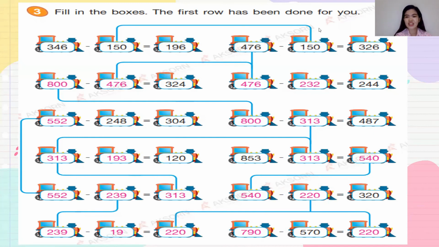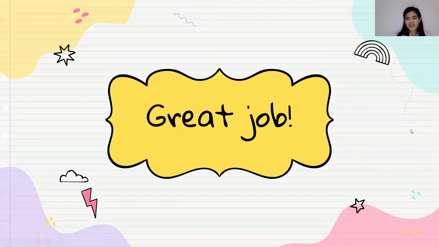Are you finished copying the answers? Yes. Did you understand? Do you understand? Can you do it? Yes, okay, very good. So that is how you find the unknown. That is how you solve for the unknown numbers. Okay, so that's all for today.